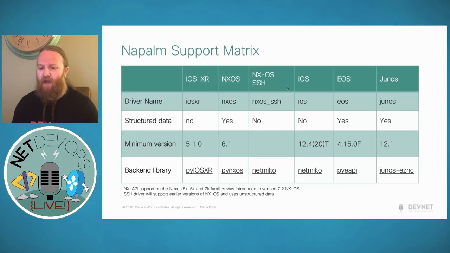And I have just put a little caveat at the bottom there for NX-API: support of the 5K, 6K and families was introduced in 7.2 of NXOS. However, the SSH driver will support earlier versions of NXOS and use unstructured data, if you wanted to know the difference. There are a couple of things you have to enable to make this work on certain devices, kind of like a prerequisite, if you will, that you have to put on your devices. But I will cover that in the upcoming slides and demonstrations for those of you interested in that.